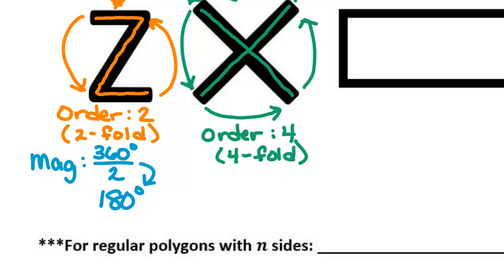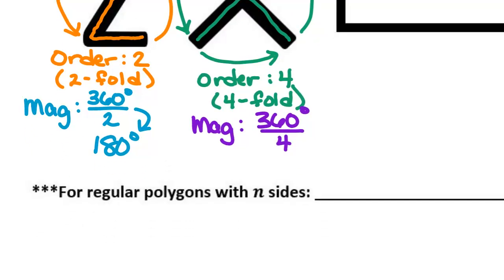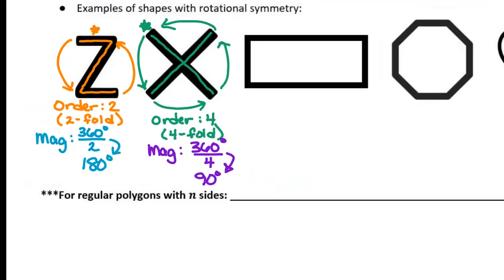And then our magnitude, we would do 360 divided by 4. What is 360 divided by 4? 90. So magnitude 90 degrees.